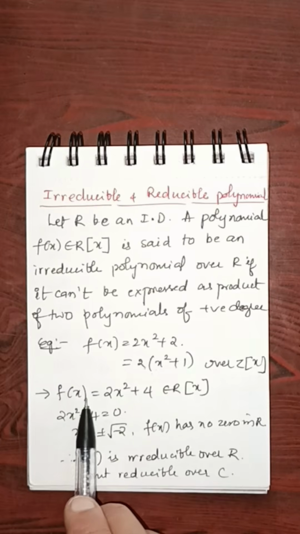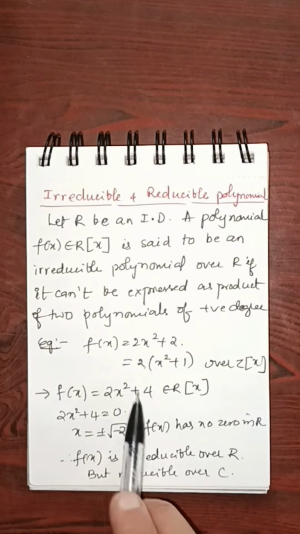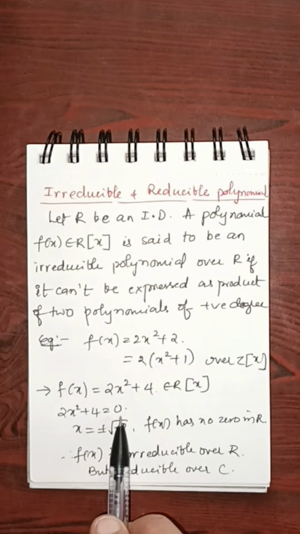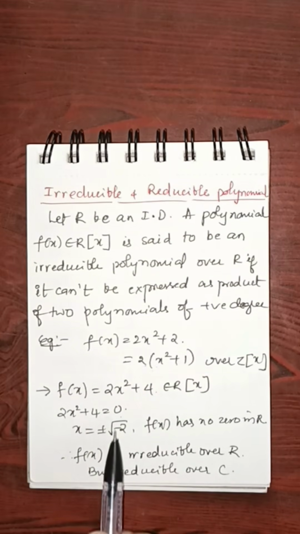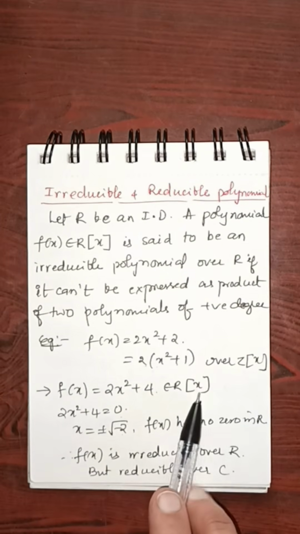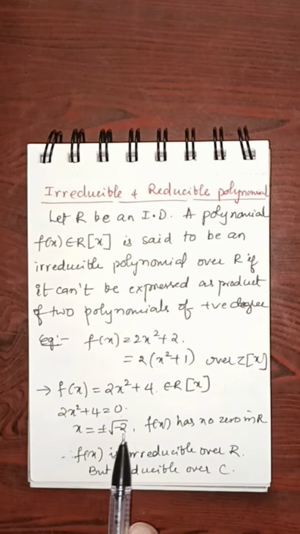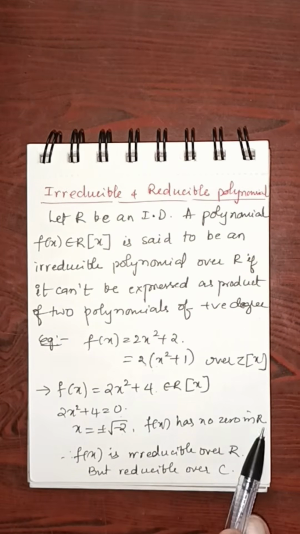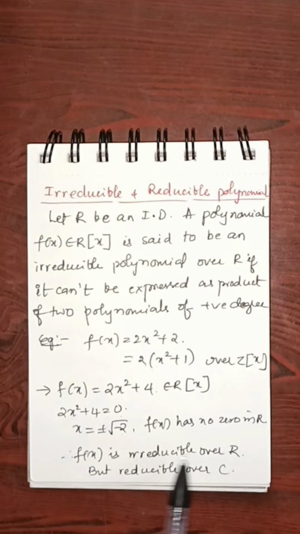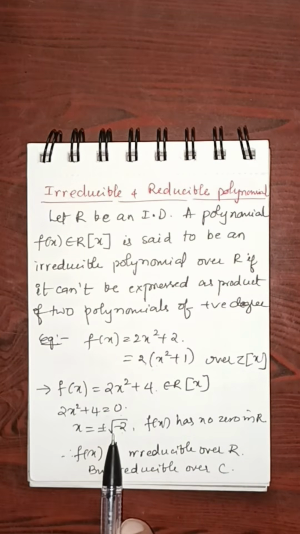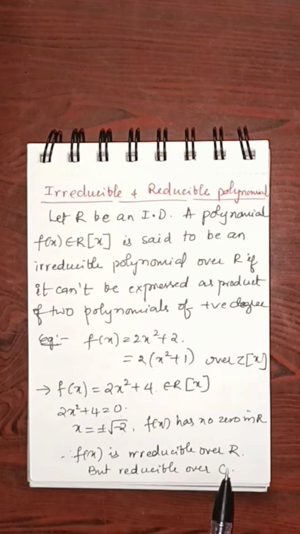See, for example, take this polynomial f of x as 2x square plus 4. Now equate 2x square plus 4 to 0. x comes out to be plus or minus square root of minus 2. Square root of minus 2 is not a real number. So this polynomial is in R of x, but the root is not in the field R. Therefore, f of x has no 0 in R. Therefore, this polynomial is irreducible over R. But this is reducible over C, because in the complex numbers, this polynomial has roots.